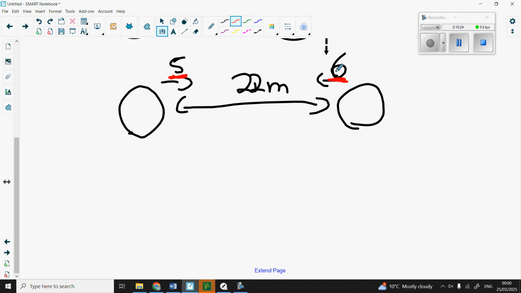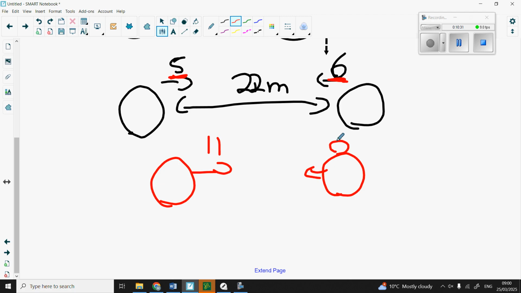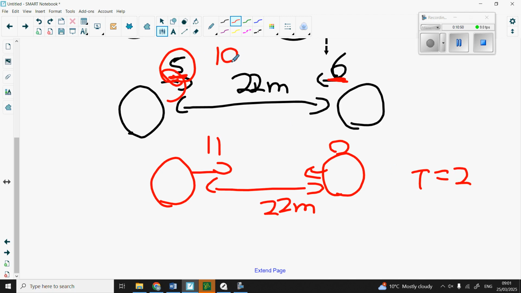Add 5 and 6 together because they're coming towards each other, and it's the equivalent of something going 11 versus something going 0. This is what's called relative velocity. It used to be on the applied maths course and taken off, but we still use this trick. The distance covered is still 22, and the t-value therefore is 2. And if you want, multiply 5 by 2, this one travels 10 meters. Multiply 6 by 2, that one travels 12 meters.